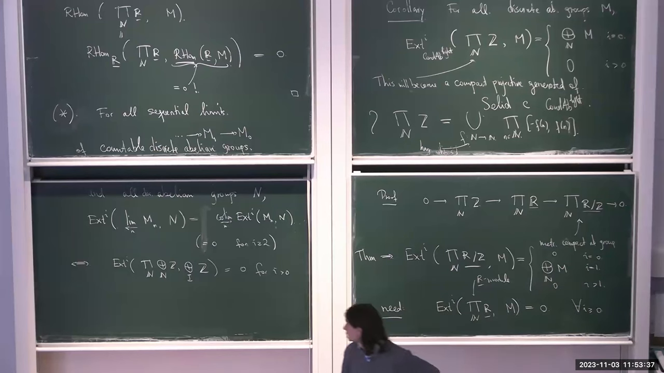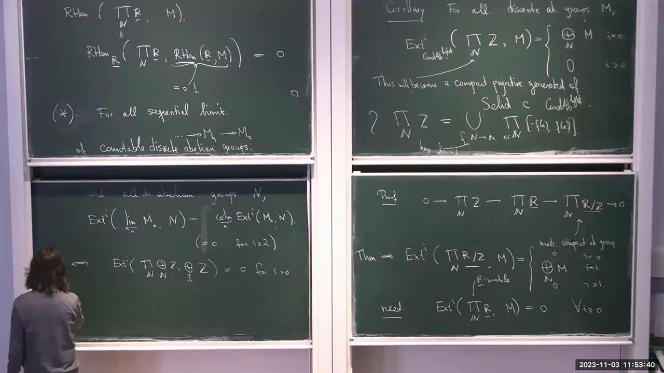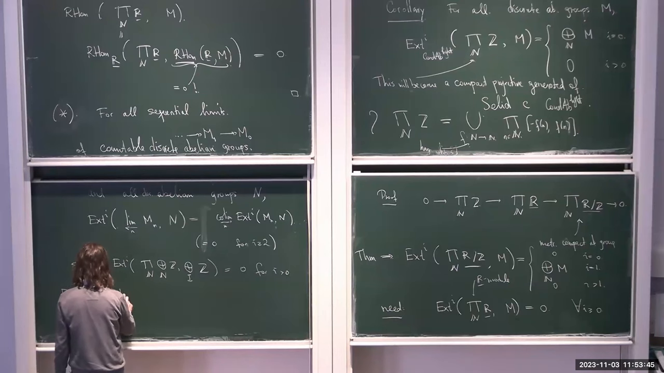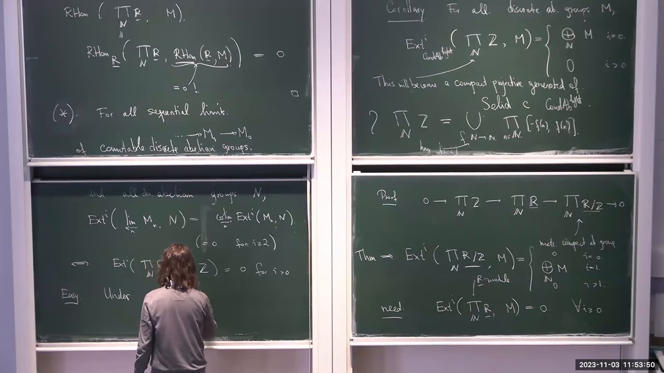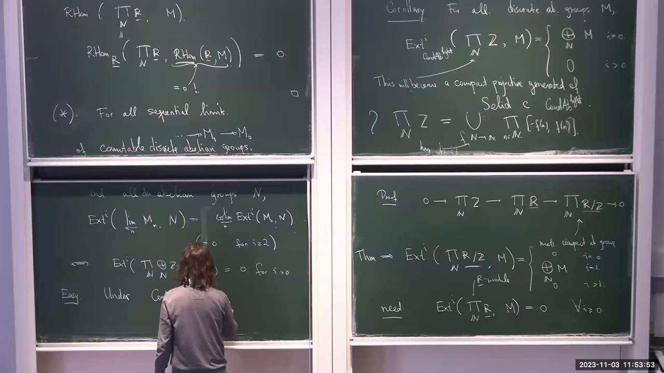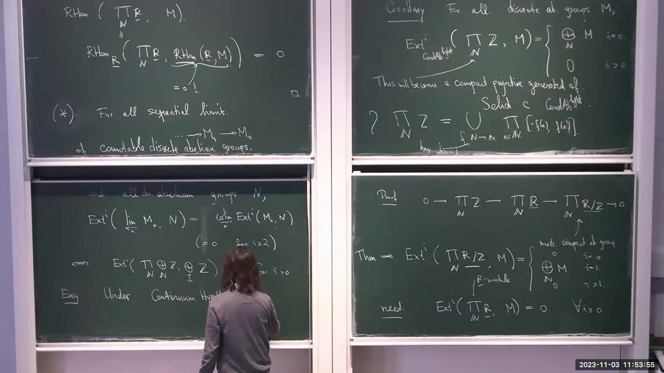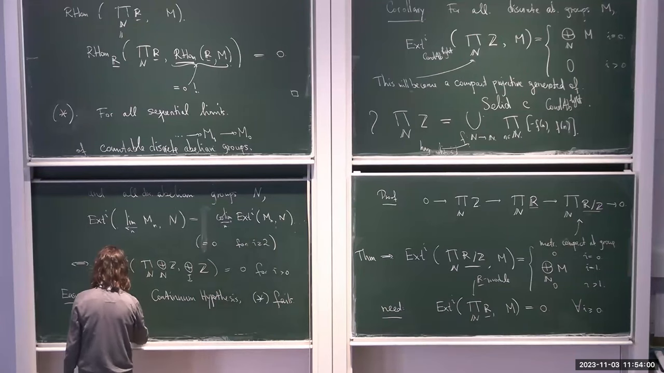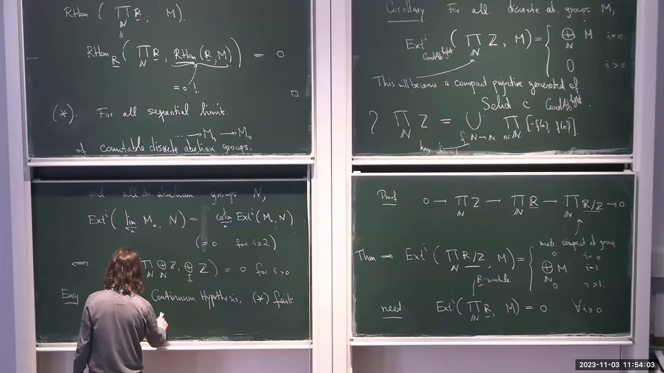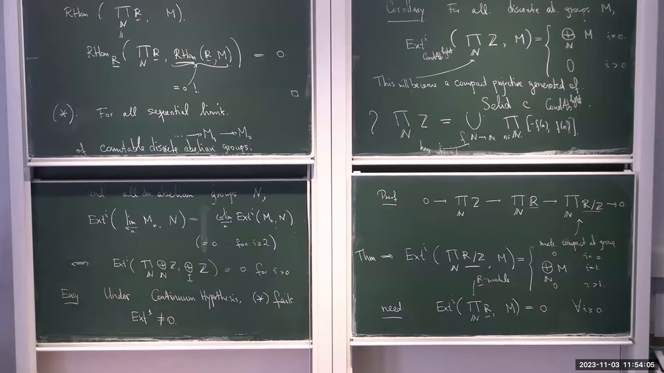And then, something that Dustin and I realized quickly is that if you assume the continuum hypothesis, this fails. And so in fact, this Ext is non-zero. So continuum hypothesis recalls that the cardinality of the continuum, so 2 to the aleph 0, is the first uncountable cardinal.